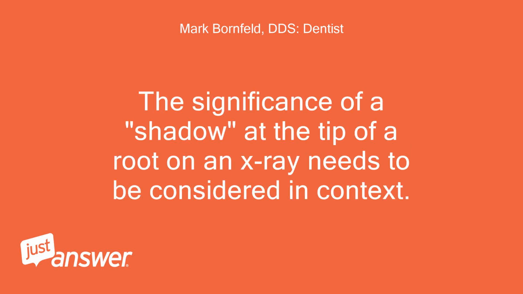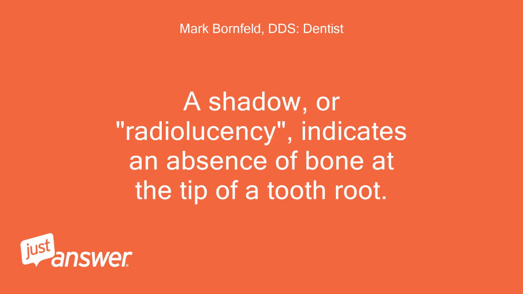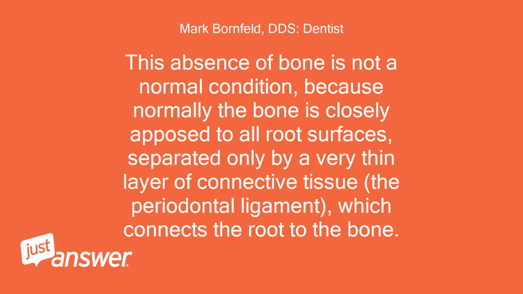The significance of a shadow at the tip of a root on an X-ray needs to be considered in context. A shadow, or radiolucency, indicates an absence of bone at the tip of a tooth root. This absence of bone is not a normal condition, because normally the bone is closely opposed to all root surfaces, separated only by a very thin layer of connective tissue, the periodontal ligament, which connects the root to the bone.